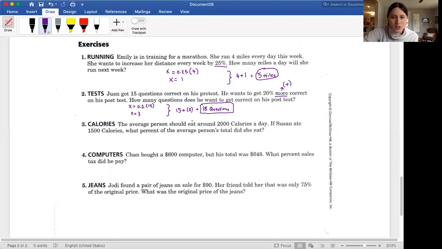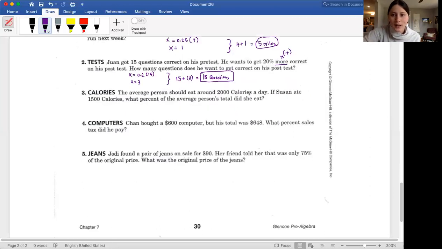The average person should eat around 2,000 calories a day. If Susan ate 1,500 calories, what percent of the average person's total did she eat? So what we're going to do is look at what our part is. I think that's 1,500. What's our percent?